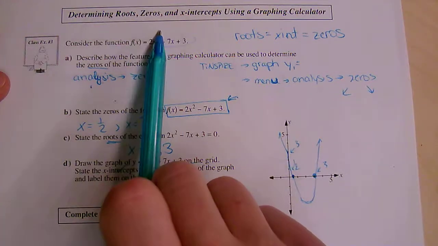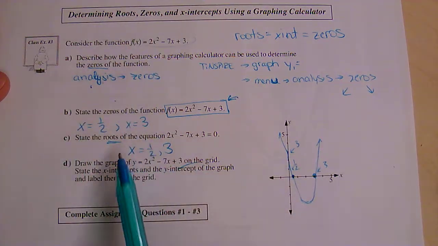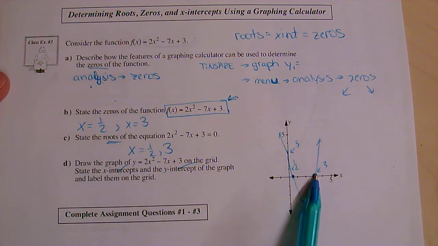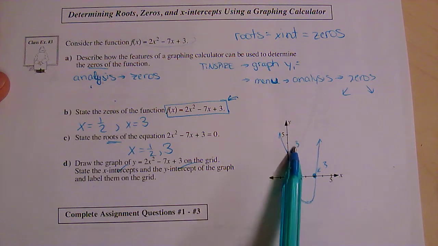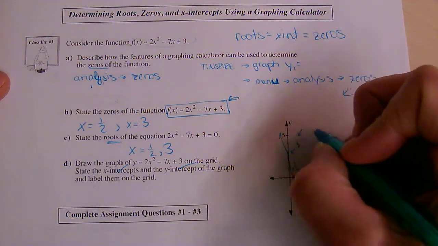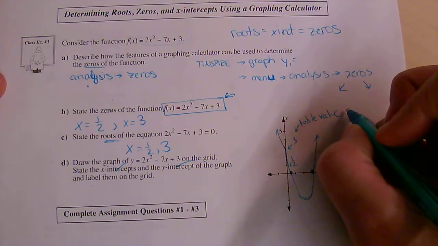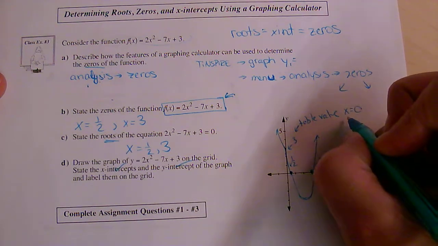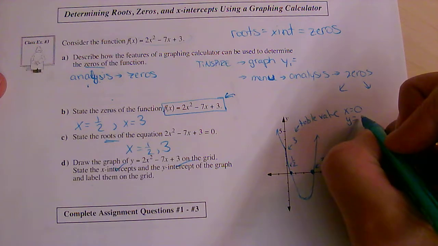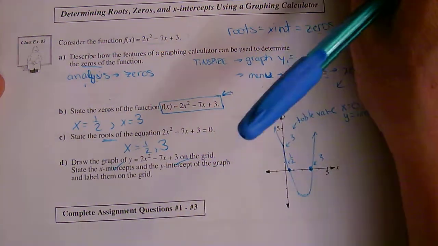Okay, so given a function, we figured out the zeros, the roots, the x-intercepts, and then you can also find the y-intercept, which if you can't read it off, remember you can use the table of values, and wherever x is equal to 0, y will be your y-intercept.